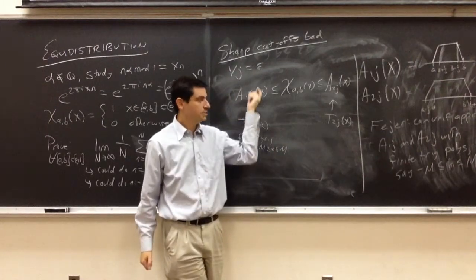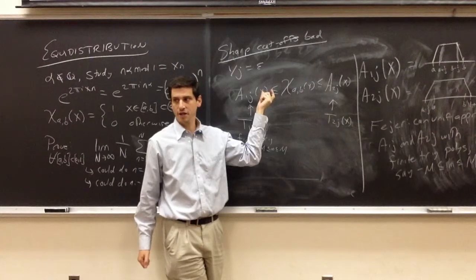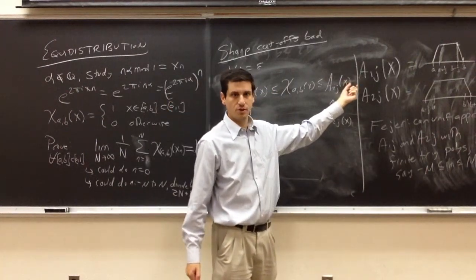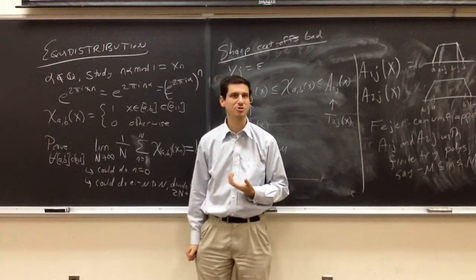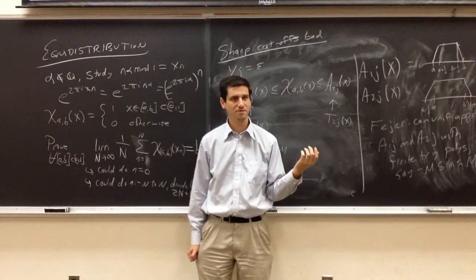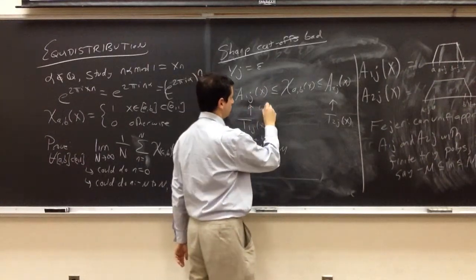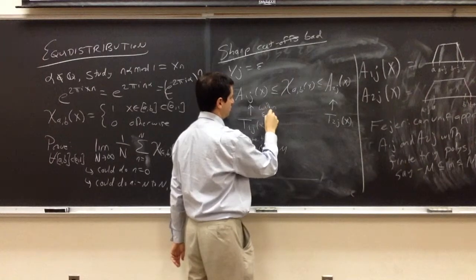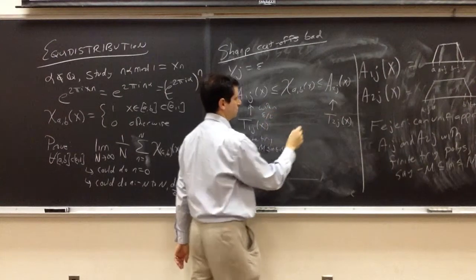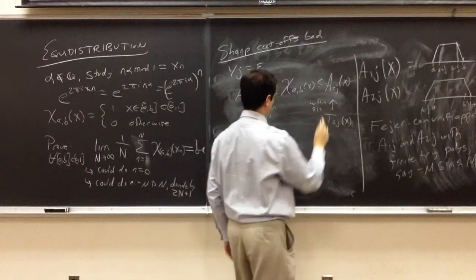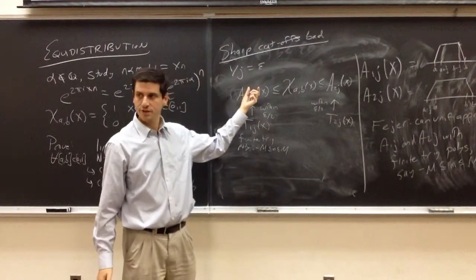I can choose this to be within epsilon of a1j. I can choose this to be within epsilon. Well, to be safe, I'm not going to choose it to be within epsilon. I'll choose it to be within epsilon over 2, epsilon over 4. Put in some fudge factor. So within epsilon over 2. So this is within epsilon over 2 of this.